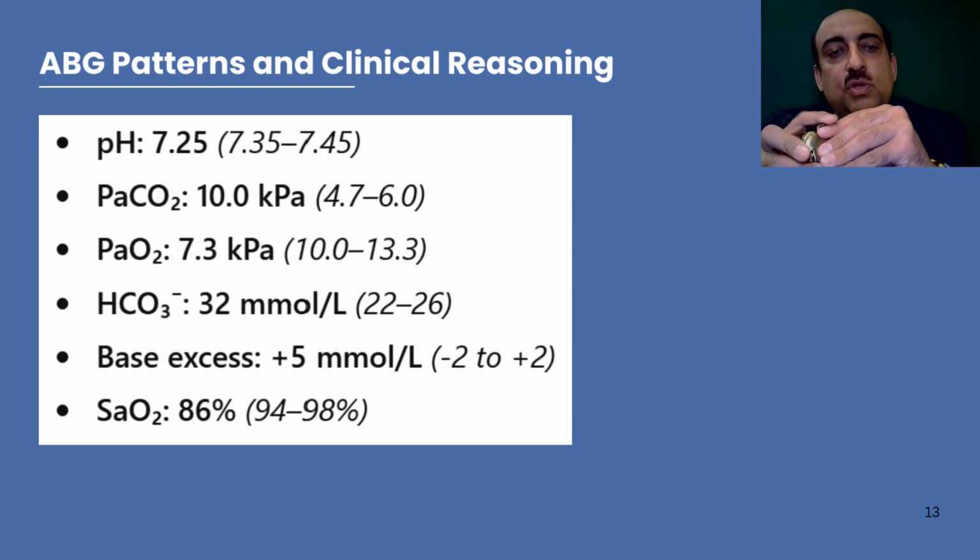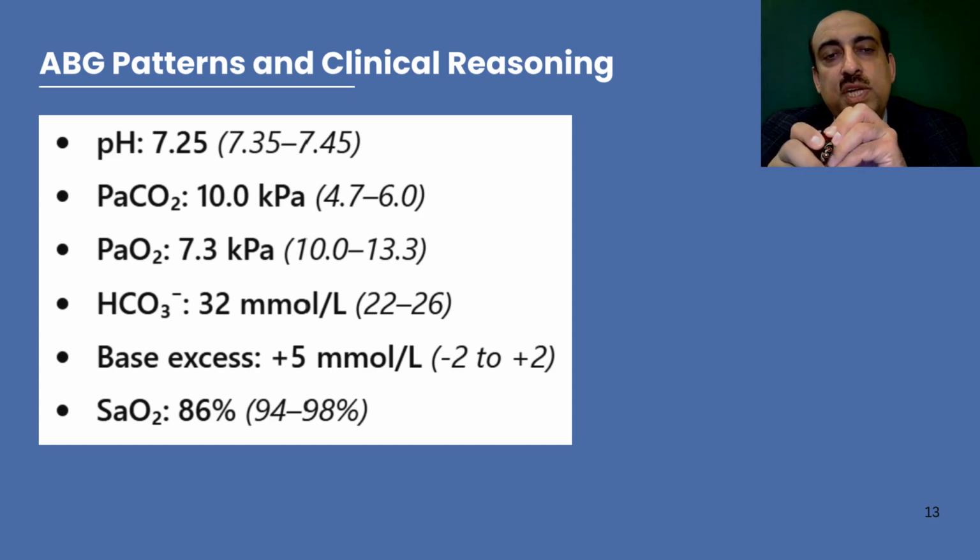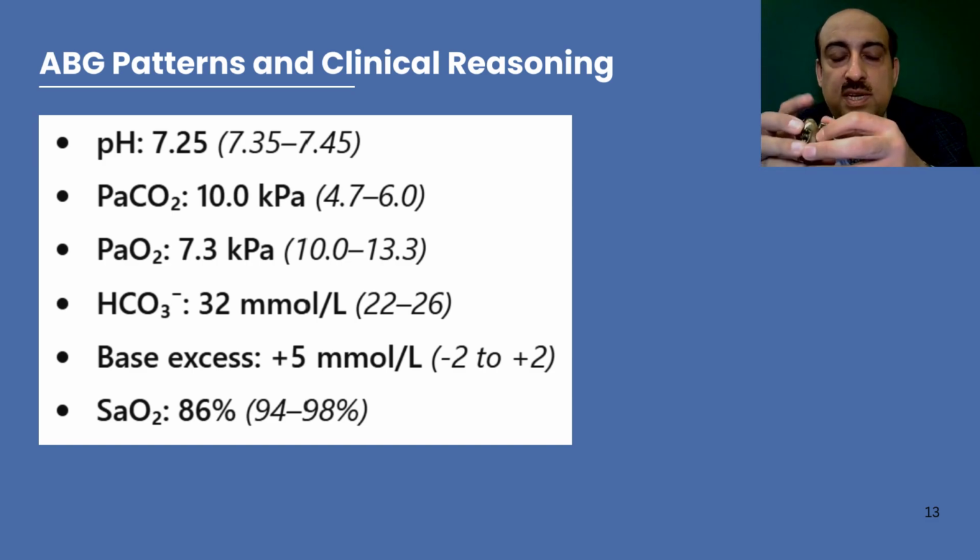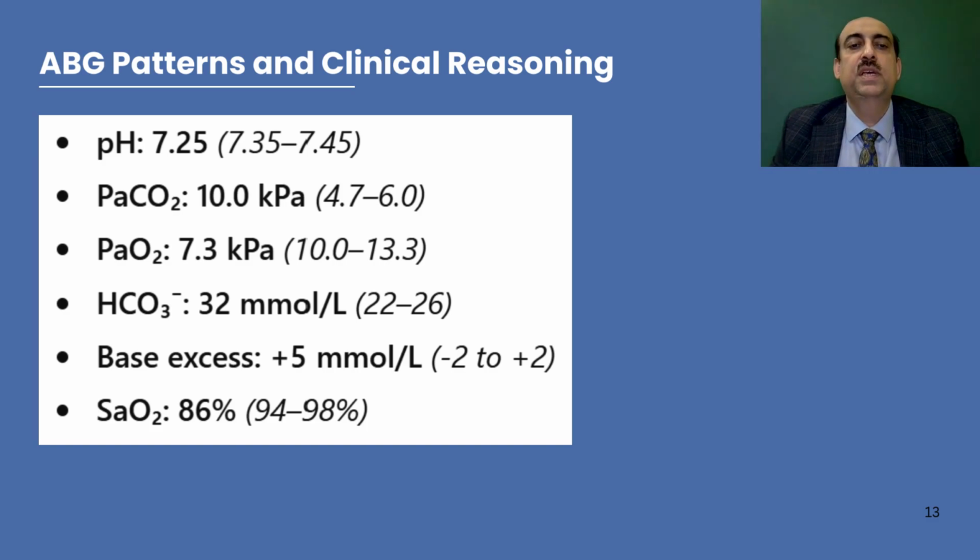PaCO2, carbon dioxide pressure. Is it high or low? It's high. So this means there is CO2 retention. CO2 is an acidic gas. So if the CO2 is high and pH is low, which means the acidic gas is high, so it's a respiratory acidosis. Look at the oxygenation, PaO2, partial pressure of arterial oxygen. It's low, so it means oxygenation is also impaired in addition to the ventilation.